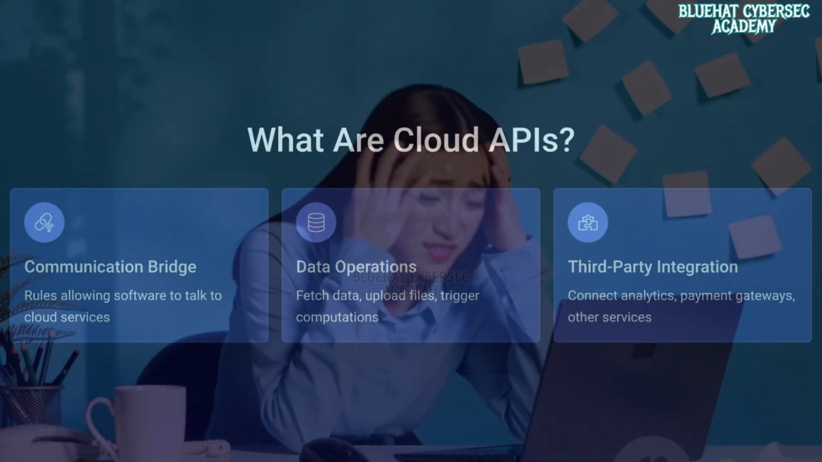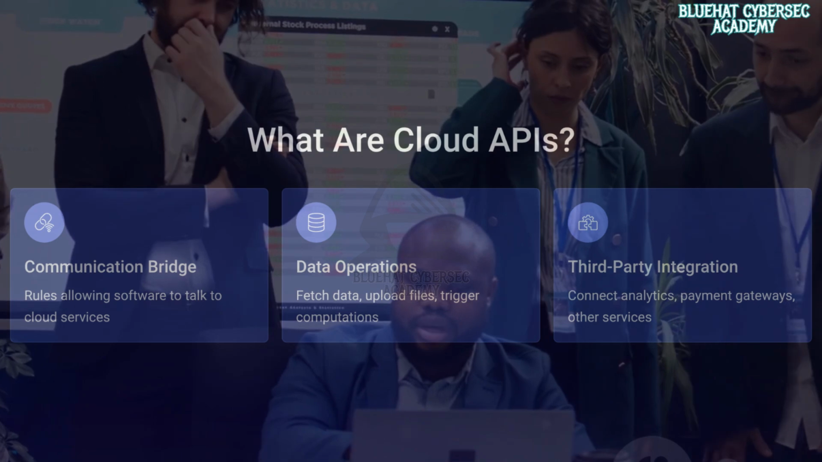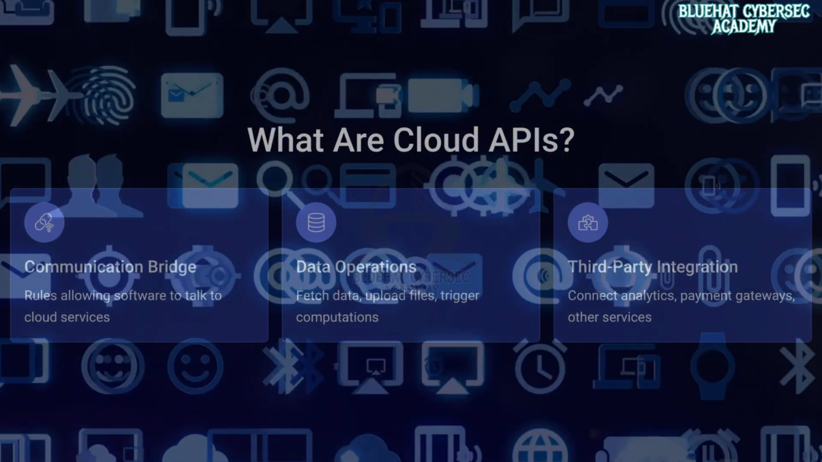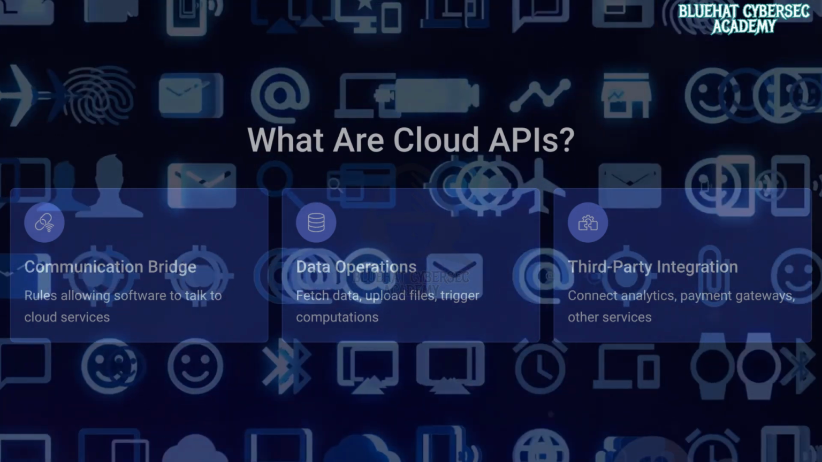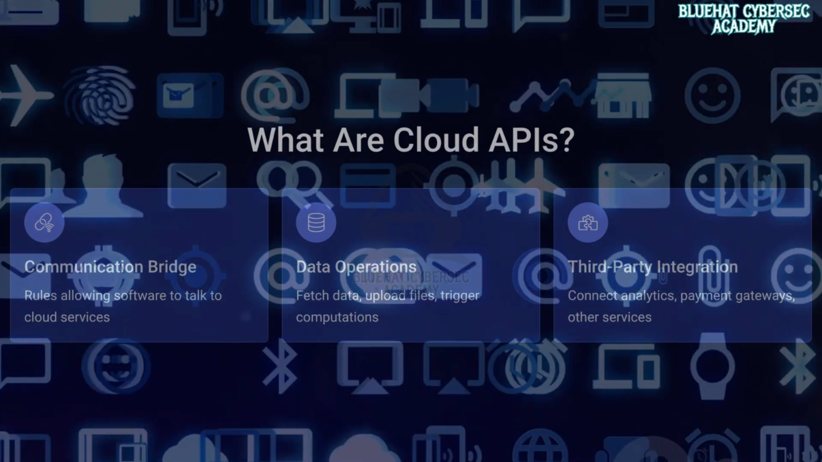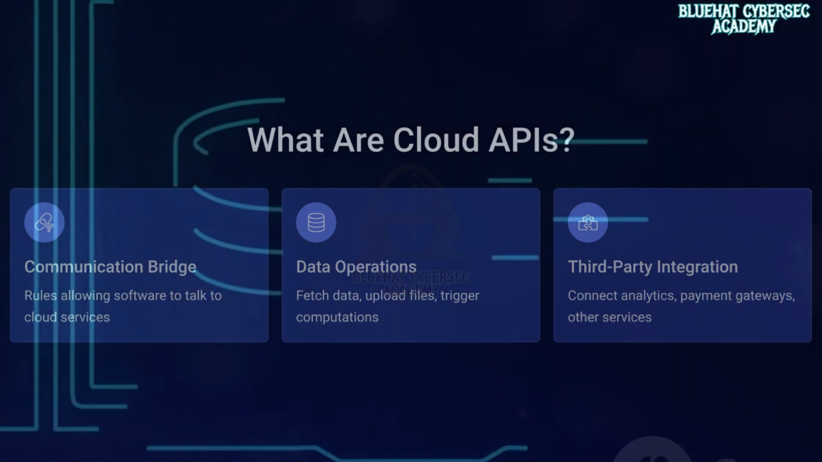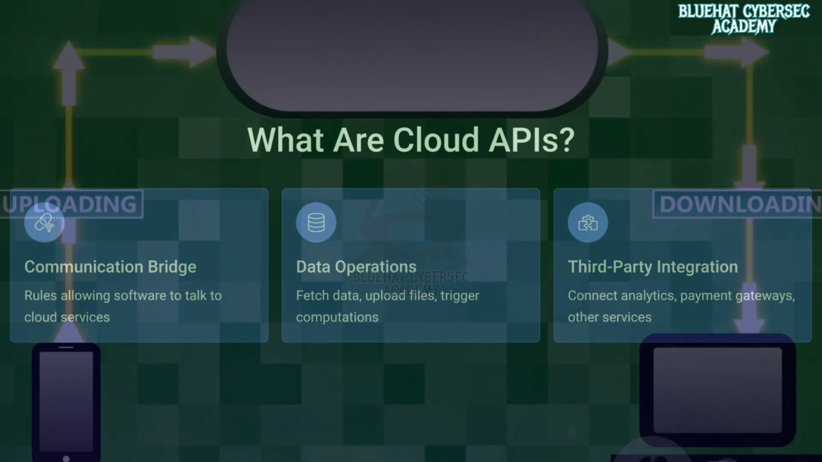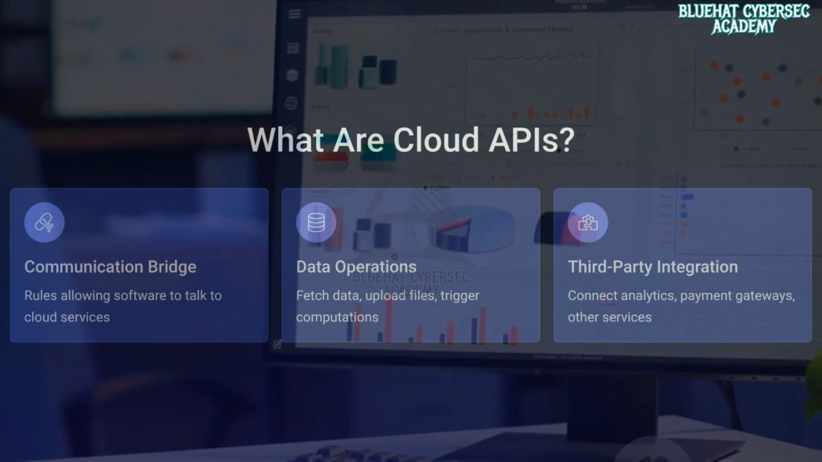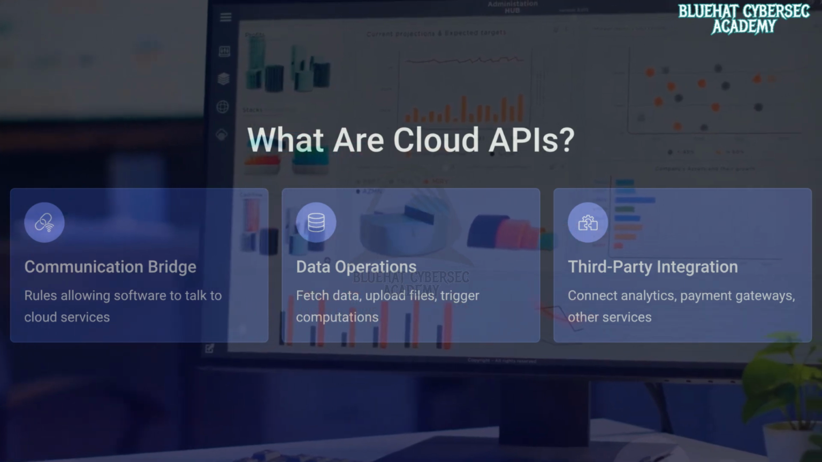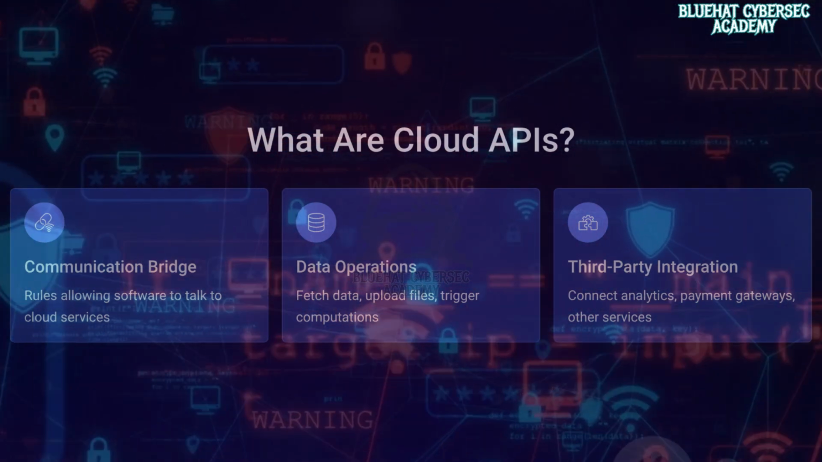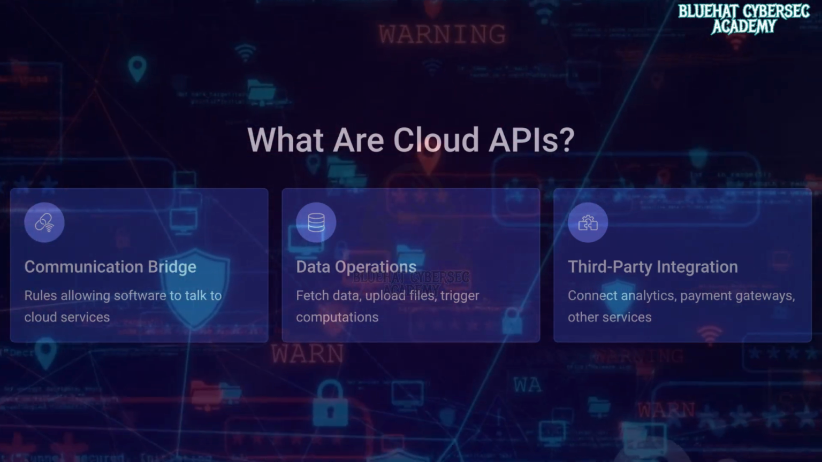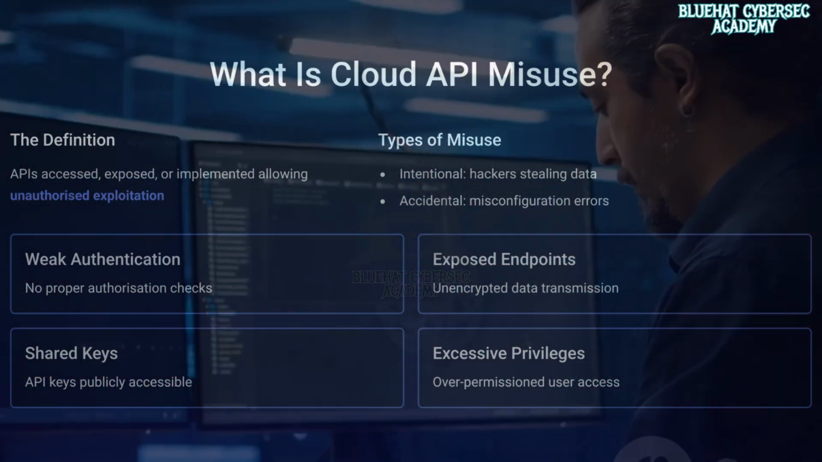Let's start at the basics. You might be wondering, what exactly are cloud APIs? Well, a cloud API, or application programming interface, is essentially a set of rules that allows different software applications to talk to a cloud service. APIs let you do things like fetch data from a cloud database, upload files to cloud storage, trigger cloud-based computations, or integrate third-party services like analytics or payment gateways. These APIs make cloud systems flexible, automated, and scalable. But here's the catch. They also create a potential attack surface if they aren't properly secured.